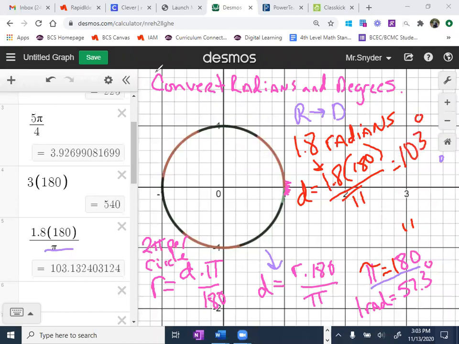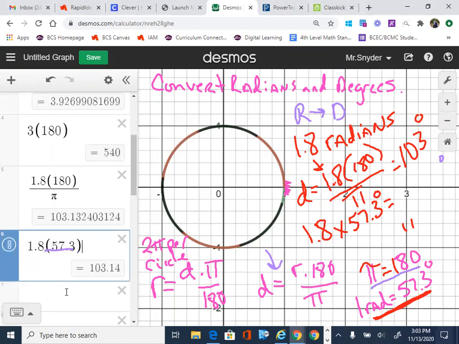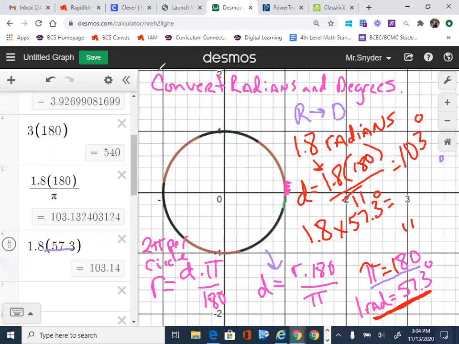Or I can say, well, I know 1 radian is 57.3 degrees. And so I could also just say, well, I have 1.8 and I can multiply it by how many degrees there are. So I can say 1.8 times 57.3. And this gives me more of an approximation, but once again, it gives me 103 degrees. So we have the option. If there's a pi involved, I like to take that pi and transfer it out to 180 degrees. If there's a decimal radian, I like to use the fact that it's 57.3 degrees.